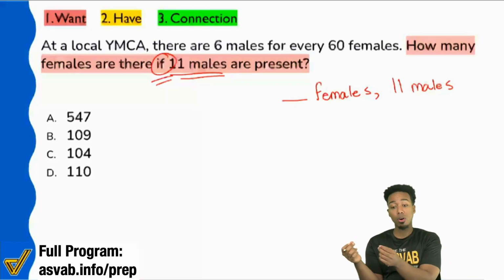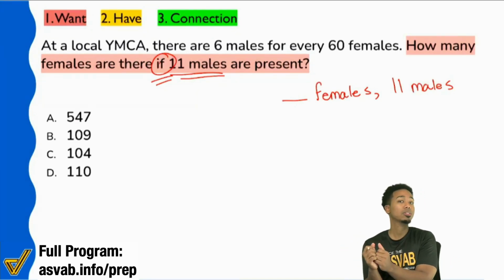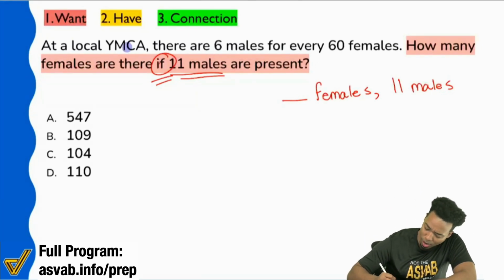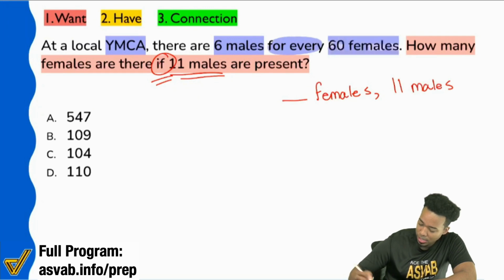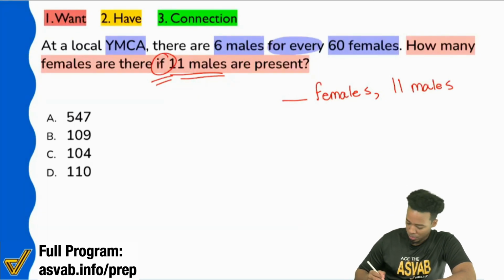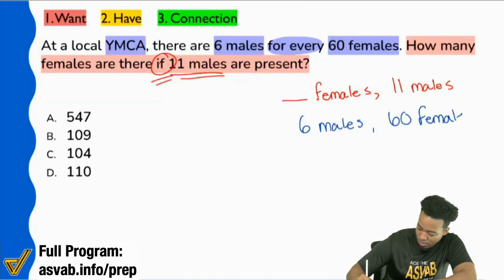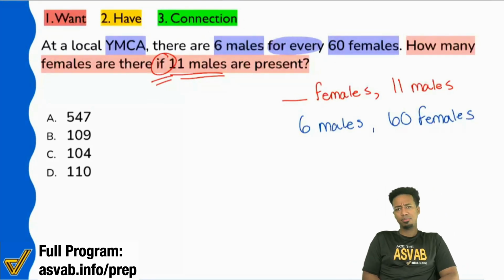Well, we know that there are also 11 males with this number of females. And in the first sentence, it says, at this local YMCA, there are 6 males for every 60 females. So I'll go ahead and write that down. 6 males, 60 females. Again, for every 60 females, that's also connected.